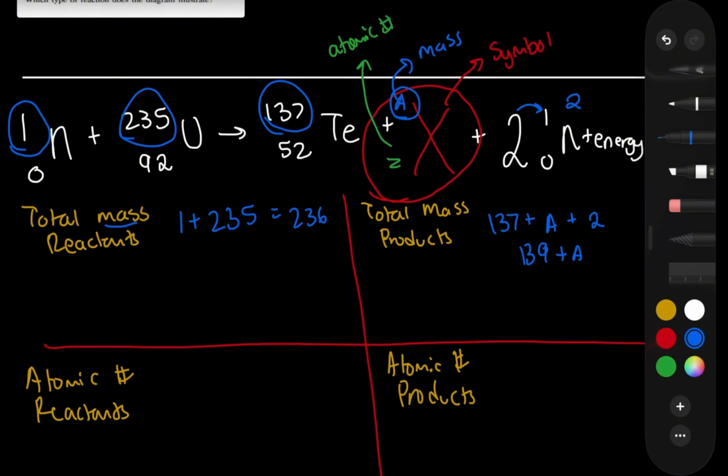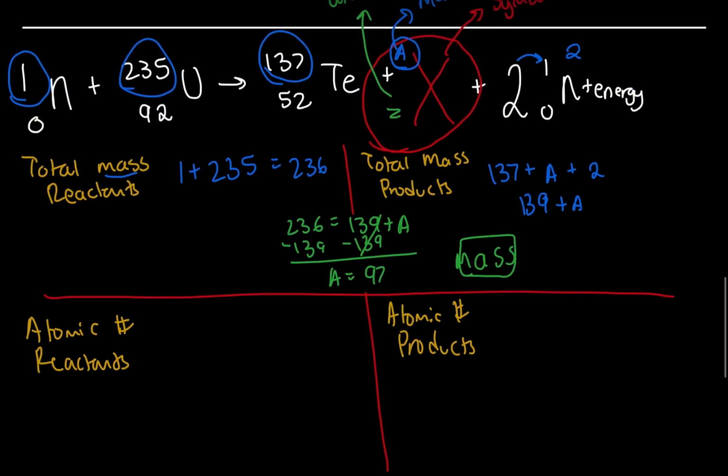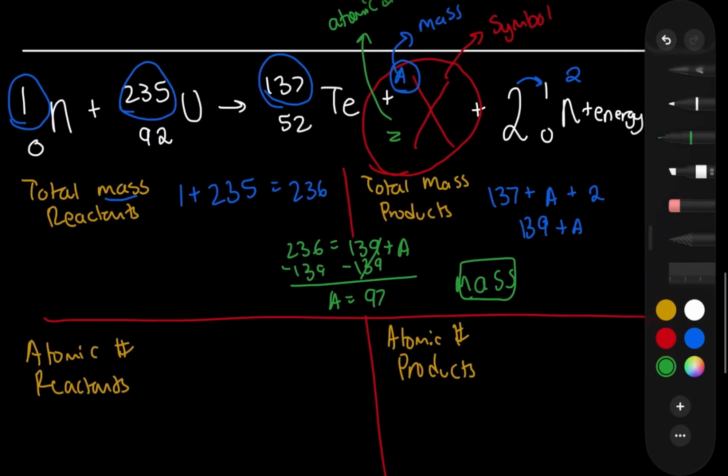Now we have to set these equal to each other because again, we need to solve for them. So we're going to write 236 is equal to 139 plus A. And we're going to subtract 139 on both sides because we want to isolate the A variable. And we're going to get that A is equal to 97. So that is our missing mass. But now we need to figure out the atomic number. So now we're going to look at the bottom number. So in the bottom, we have a 0, we have a 92. So in total, we're going to do 0 plus 92, which is just 92.